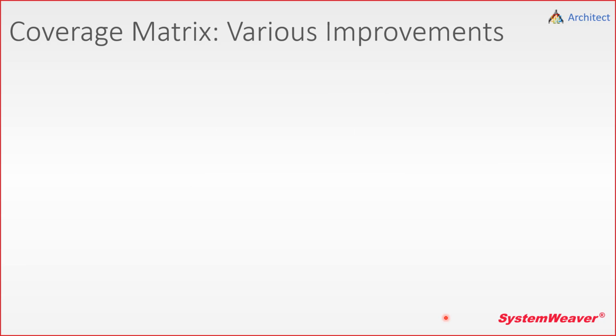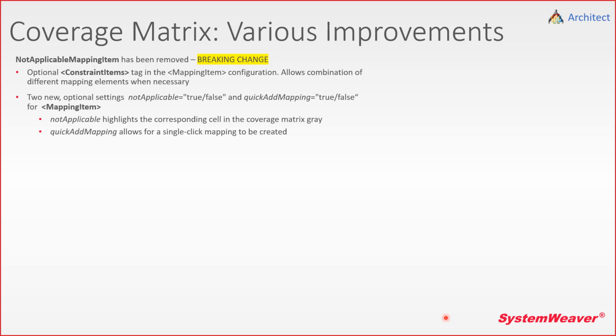Coverage matrix is one of our extension views. Right now it's part of the hazard identification extension, and we've made some improvements. One of them is a breaking change, and it is that we removed the not applicable mapping item, and we replaced it with an optional constraint items tag that you would use together with 2 new optional settings. One of them is not applicable, true or false, and quick add mapping, true or false.